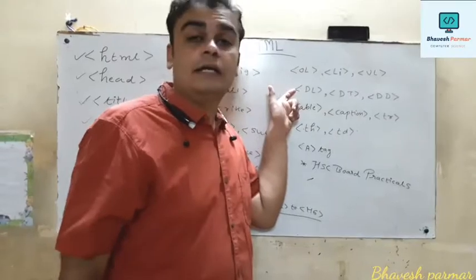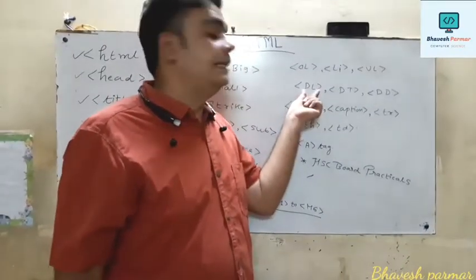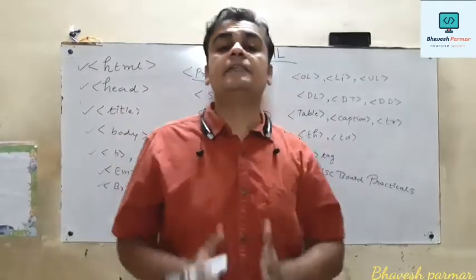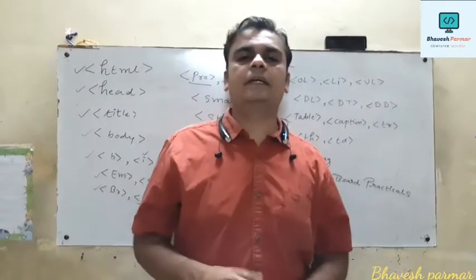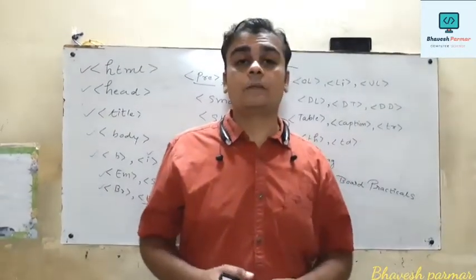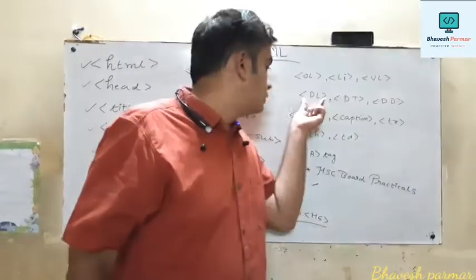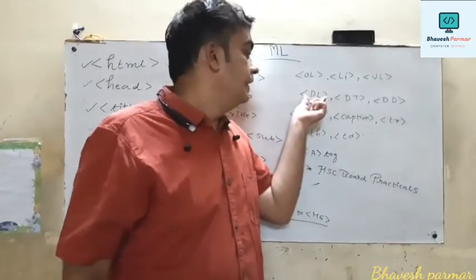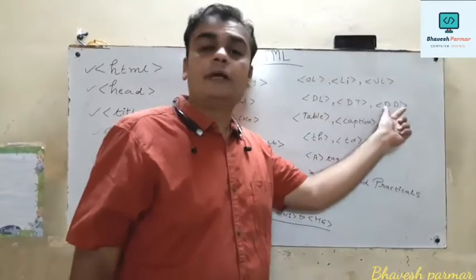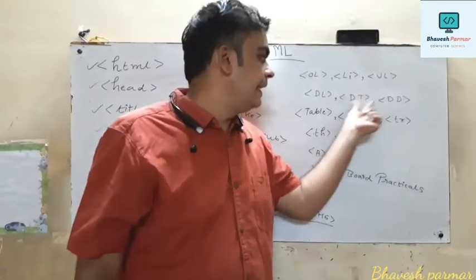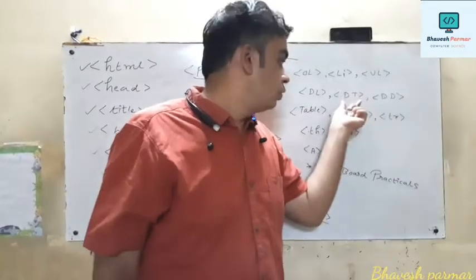Thereafter, one more list tag is there, that is the DL tag. DL represents a definition list. Sometimes we want to display multiple definitions in the program. In that case we use the DL tag. While using this DL tag, there are 2 supporting tags, the DT tag and the DD tag.